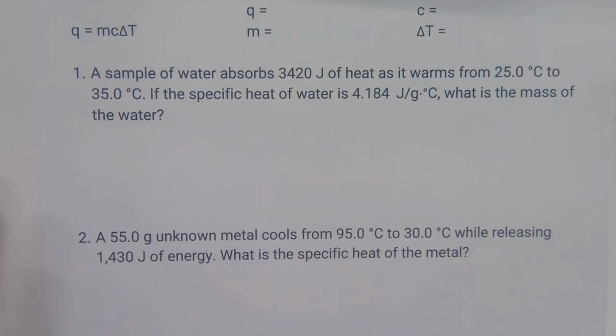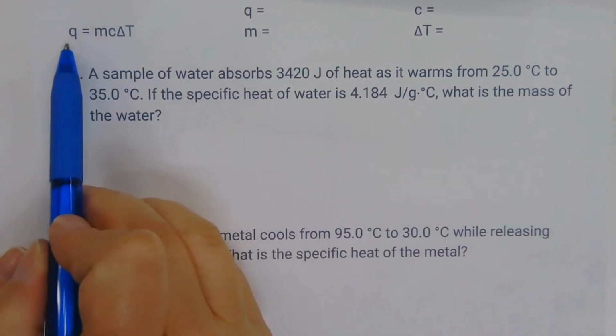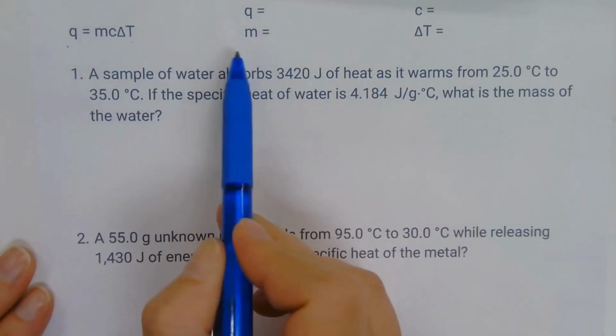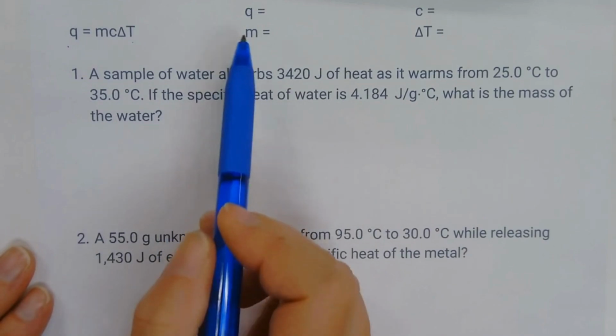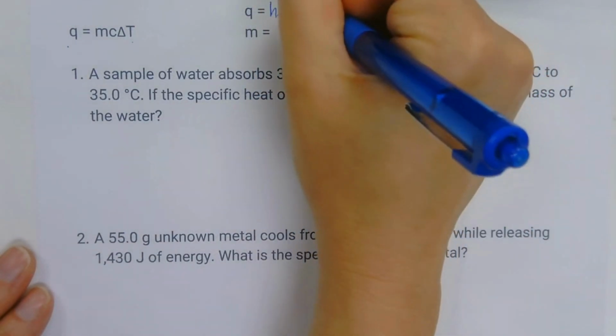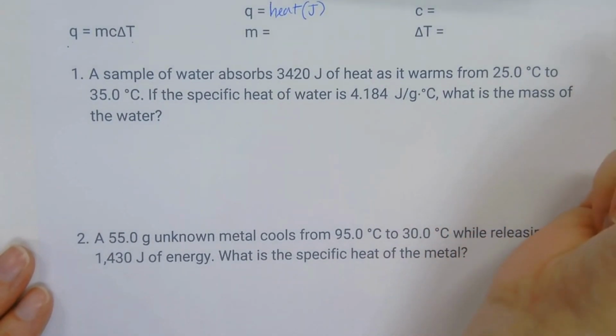In this video, we are going to be doing some practice specific heat problems where our specific heat equation is Q equals mc delta T. So we're going to define what all these variables are first. Q is for heat, and we measure heat in joules. And this can be positive if it's absorbing heat or negative if it's releasing heat.